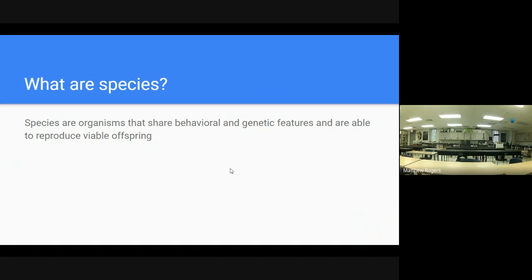So peahens, which the female peacocks are called, will only have children with the best peacock with the best display. And so even though they can have viable offspring with some other ground hens, they choose not to mate with them because they don't have the appropriate tail. So sometimes it is behavioral and genetic features that separate things as species, not just the viable offspring. But for the most part, if you can reproduce and have viable offspring, you're the same species. If you can't, you're different species.